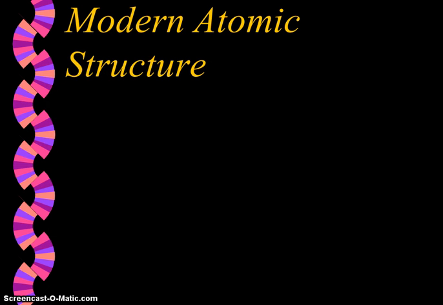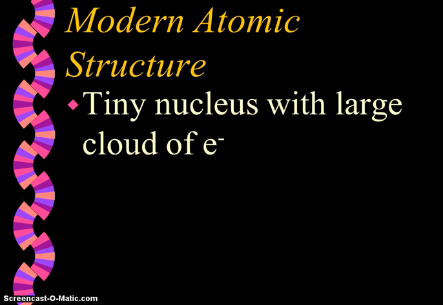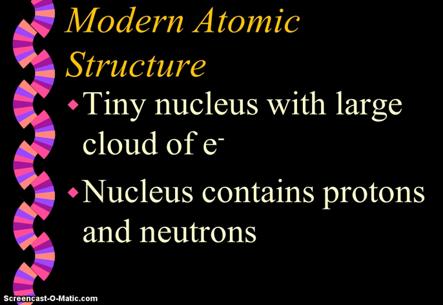So when we talk about modern atomic structure, we're dealing with a tiny nucleus with a large cloud of electrons. The nucleus contains two types of subatomic particles: protons, which are positively charged subatomic particles, and neutrons, which are neutral subatomic particles but add to the mass of the atom.